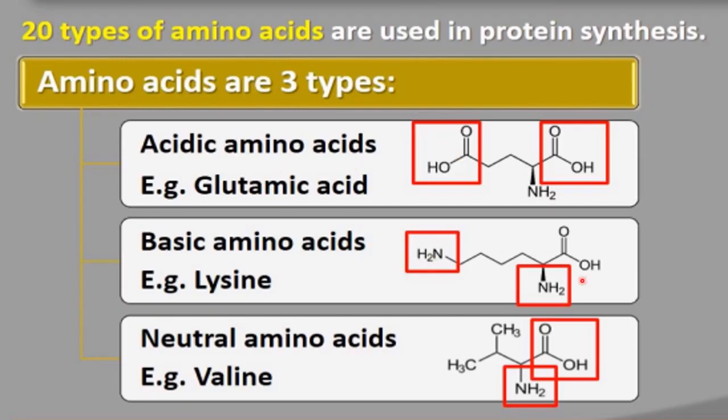In lysine you can see here one extra basic group is present, like you can say amino group, one extra amino group you can see here. So this is basic amino acid, lysine.